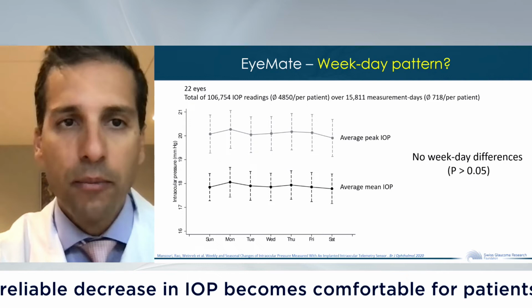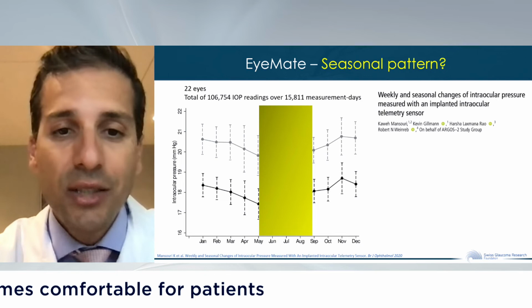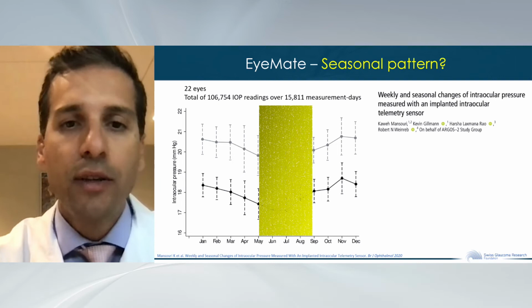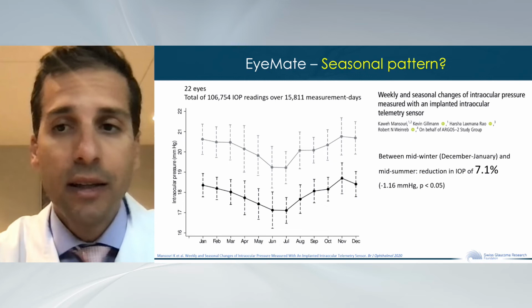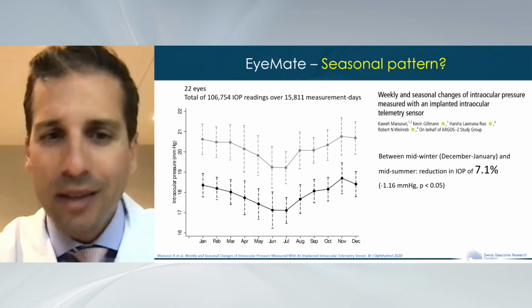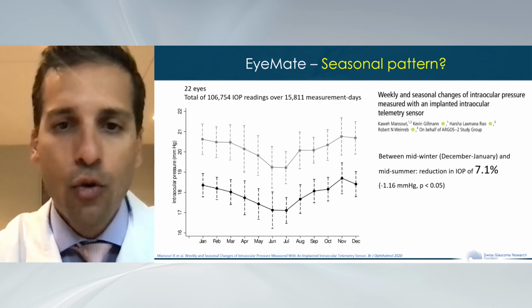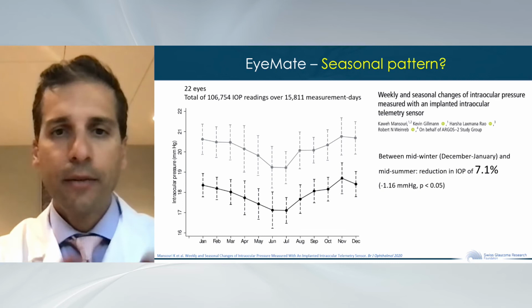Then we were interested to see if year, months of the year, seasons, affected IOP in the same cohort of patients. And here we found a statistically significant difference. As you can see, the lowest IOPs on average were measured during summer and the highest during winter. And the difference was statistically significant and corresponded to about a 7% difference between summer and winter. And this is not insignificant, and it can have actual consequences for individual patients, as well as for clinical trials of medications.